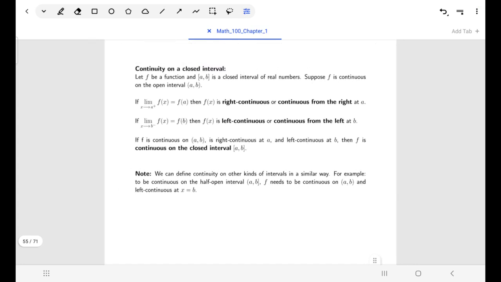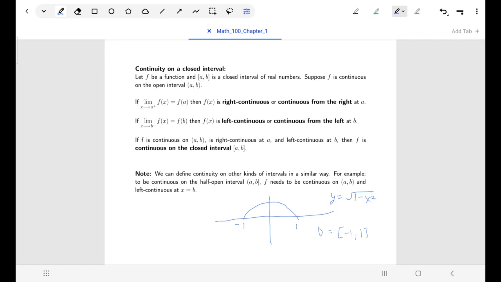Now that we've talked about functions being continuous on an open interval, we also need to talk about them being continuous on a closed interval. For example, consider the function y equals the square root of 1 minus x squared, which would be the top half of a unit circle. Its domain should be all the values between -1 and 1. For sure, we can talk about it being continuous on the open interval from -1 to 1, and it wouldn't be too hard to show that.